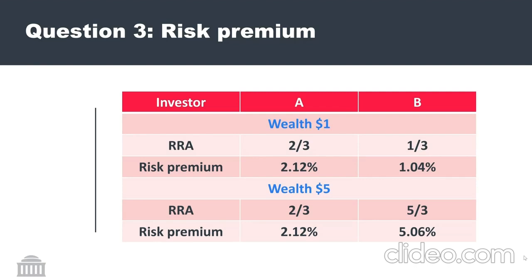Finally, as investor B becomes richer, her relative risk aversion increases, and so does the risk premium she requires from investing into this lottery. You could compare the first case, when her wealth is $1 and her risk premium is 1.04%, to the case when her wealth is $5 and the risk premium is 5.06%. This risk premium will continue rising as this investor gets richer.